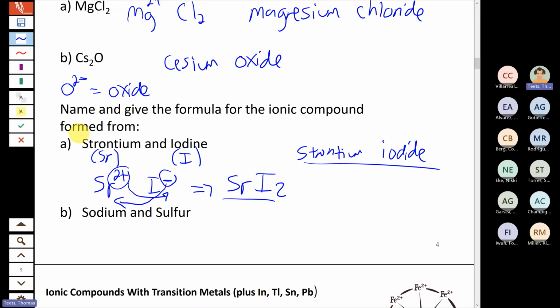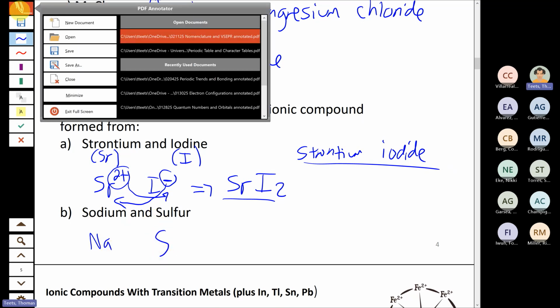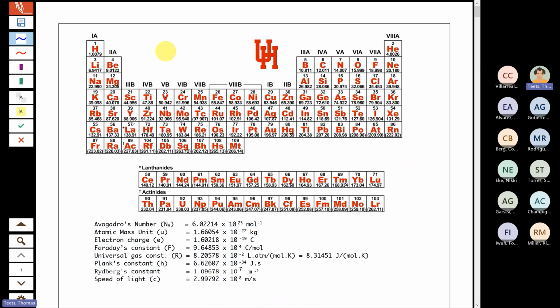For sodium and sulfur, these ones we should be able to do off the top of our head relatively easily, at least get the symbols correct. So sodium is Na, sulfur is S, so we need to locate those on the periodic table. We've seen sodium quite a bit already. It's one of the alkali metals. It's in group 1, so we would predict it forms a +1 cation, losing 1 electron to get to the neon configuration, so that's going to be sodium +1.